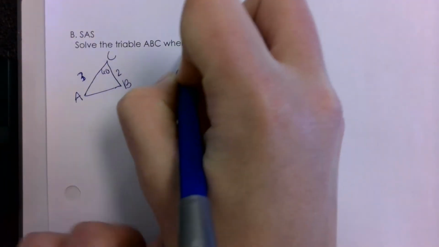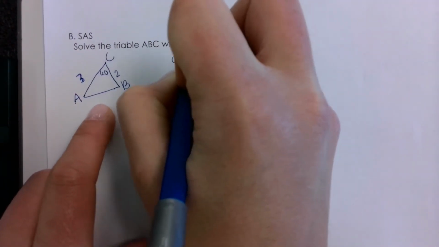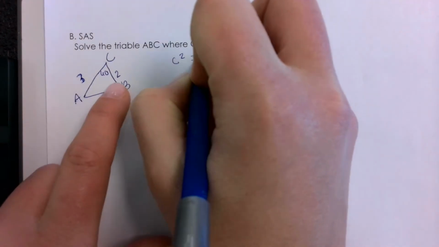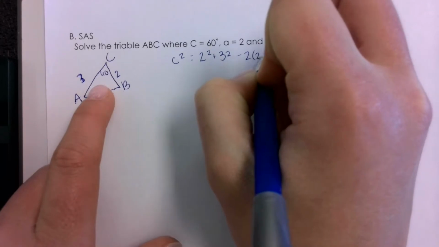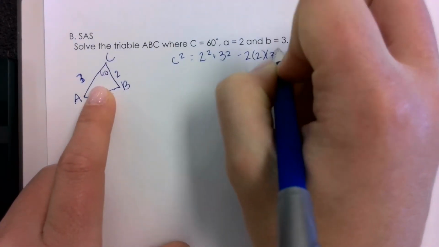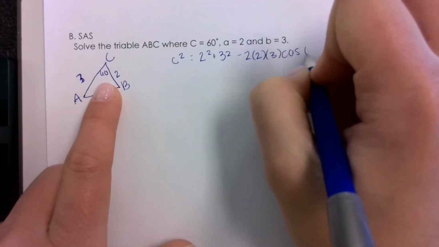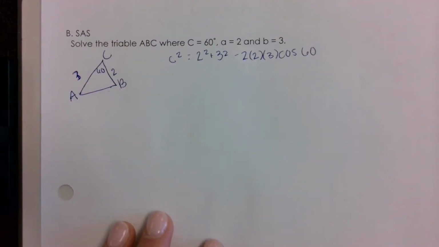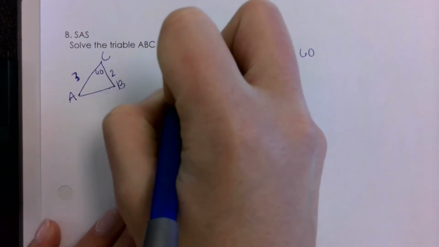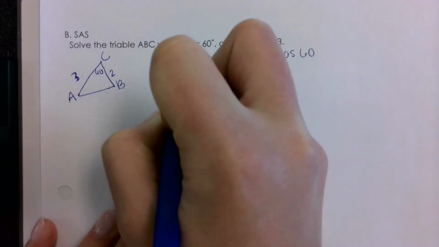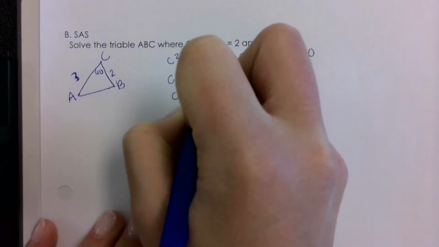So it's actually going to be fairly easy because we can type it straight into our calculator essentially. To find side C, we're going to say C squared equals the two sides that you do have. So 2 squared plus 3 squared minus 2 times your sides, which was 2 and 3, times cosine of your angle, which was 60. And you can literally type that straight in the calculator. So fairly easy. You could simplify it one piece at a time if you wanted to. What do we end up getting for C squared? 7. So then what is C going to be? Square root of 7. Is that okay?